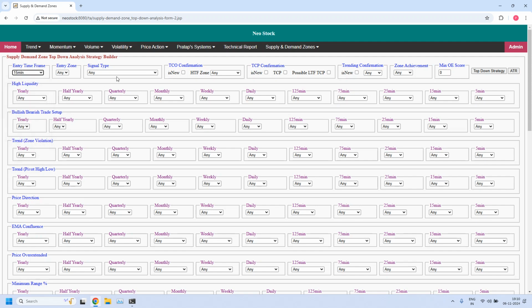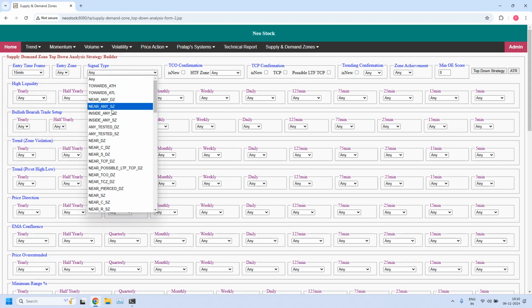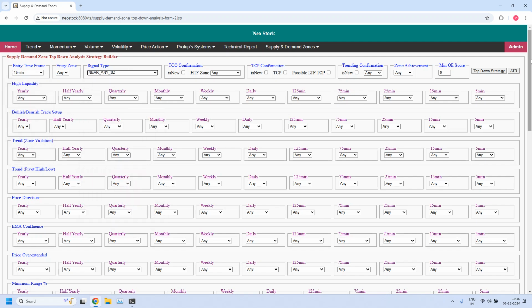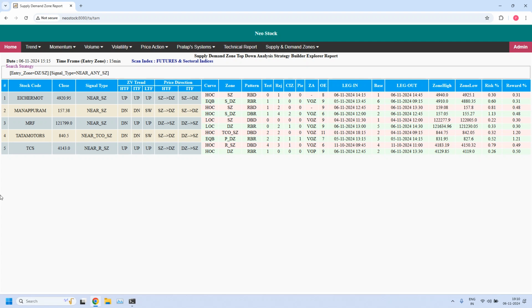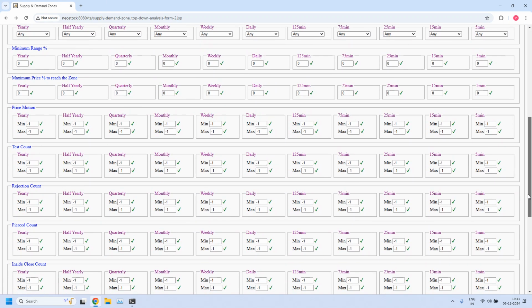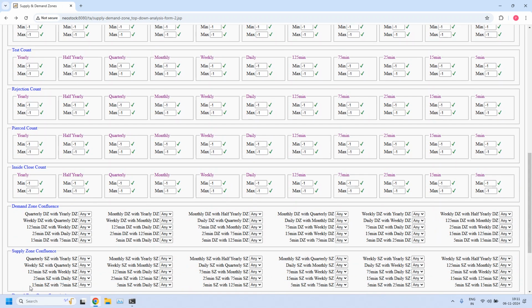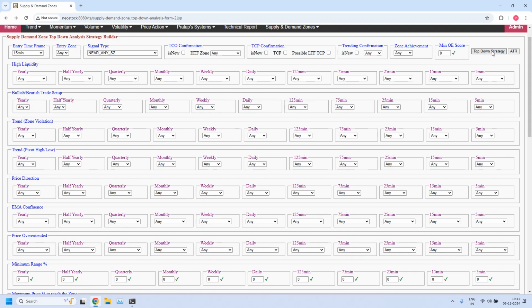Next, for the 15 minutes time frame, let's find the stocks near the 15 minutes supply zone. 5 stocks are filtered. In these supply zones, let's verify whether any of these zones have ITF supply zone confluence. That is, 15 minutes supply zone with 75 minutes supply zone confluence. Enable the filter. Let's verify.